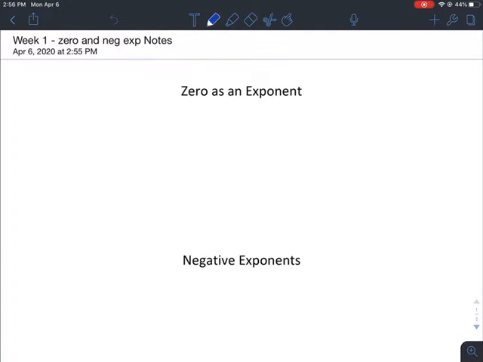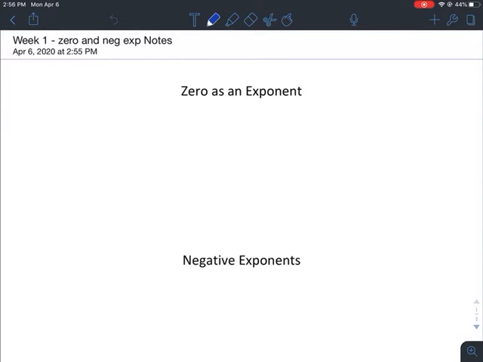So we're going to start talking about exponents and solving expressions with exponents. This week we're just starting with zero as an exponent and negative exponents. We're not doing anything past that.